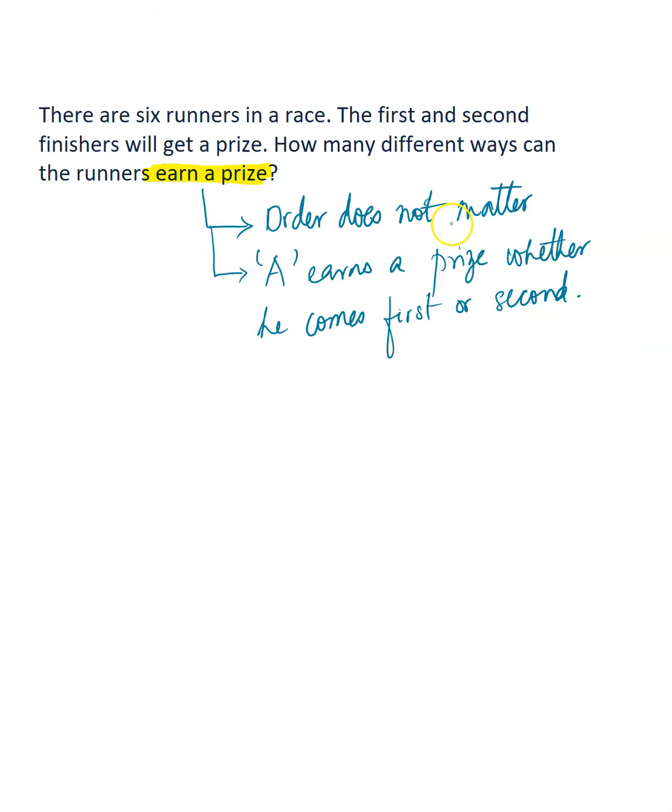Because order doesn't matter, we know this is a combination problem. The total number of runners is 6, and you want 2 of them to finish first and second so that we get a prize. So nCr would be 6C2, and that makes it 15. So here again, we can say there are 15 ways in which the runners can earn a prize.